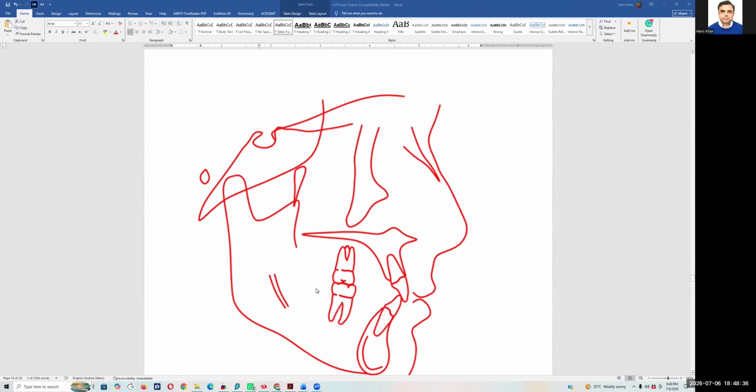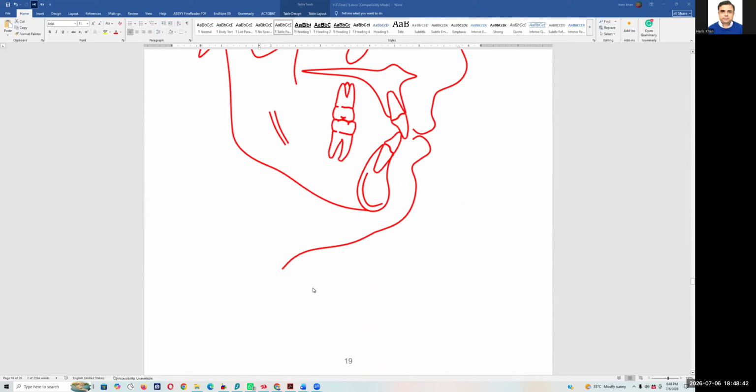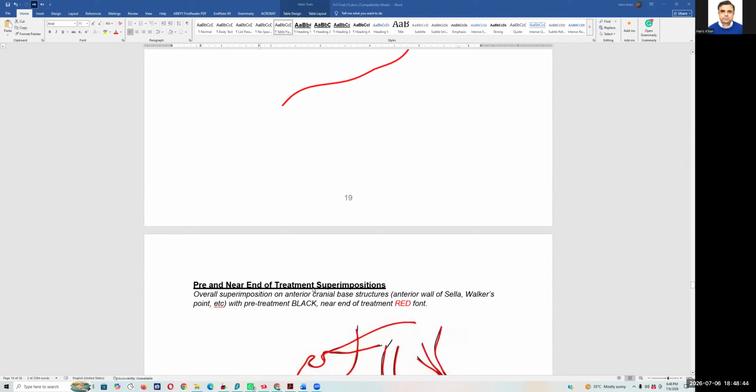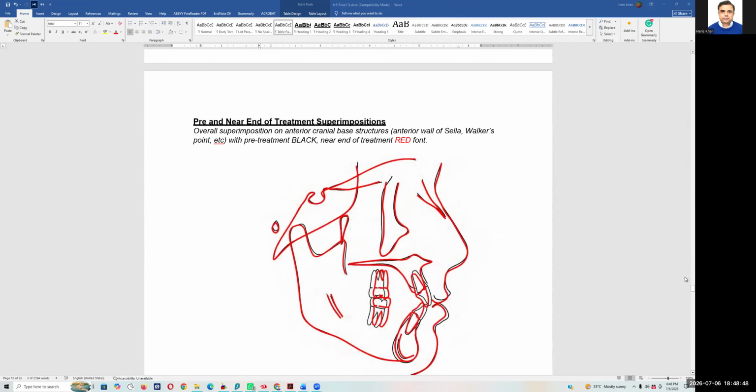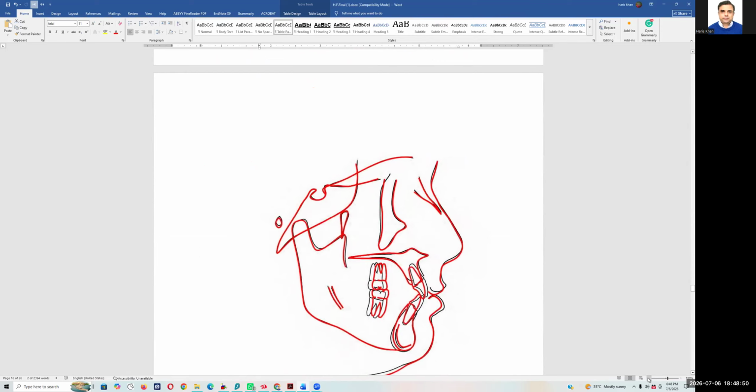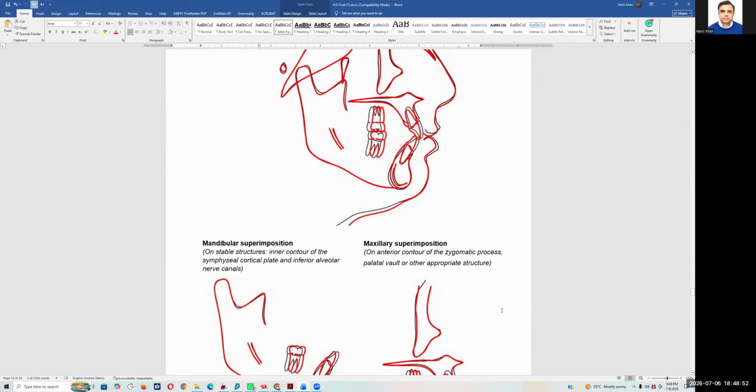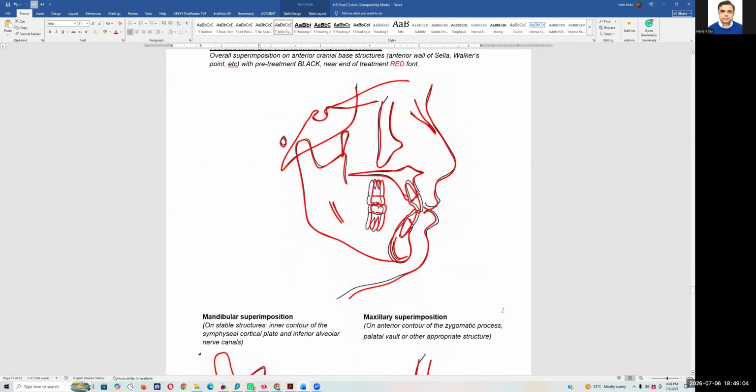So again, like red color, it's post-treatment. If it's blue, it would be like mid-treatment. So there's specific colors for tracings, right? You won't go for blue color everywhere because people used to do it. So this is dolphin superimposition, right? So dolphin is the best choice, but you can also have other softwares which can do structure superimposition because they ask for structure superimposition.